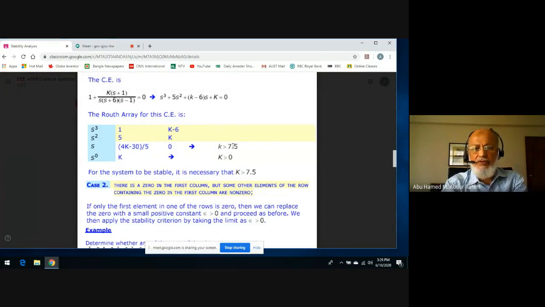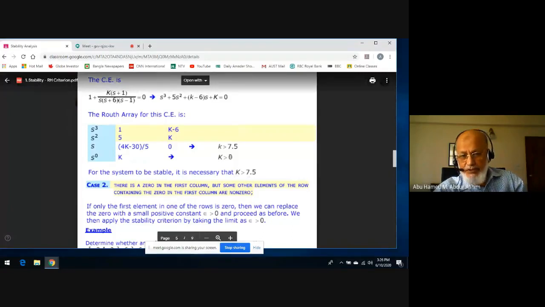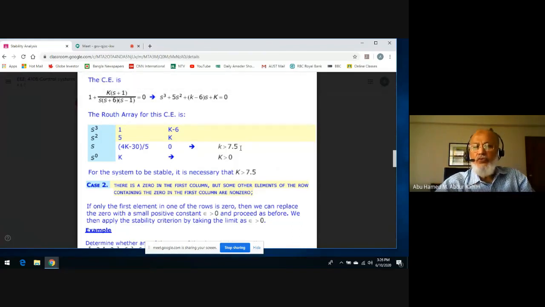So you got several conditions. For stability of the system, k must be positive. Also, k must be greater than 6. Also, k must be greater than 7.5. Combining the three, what is the condition?